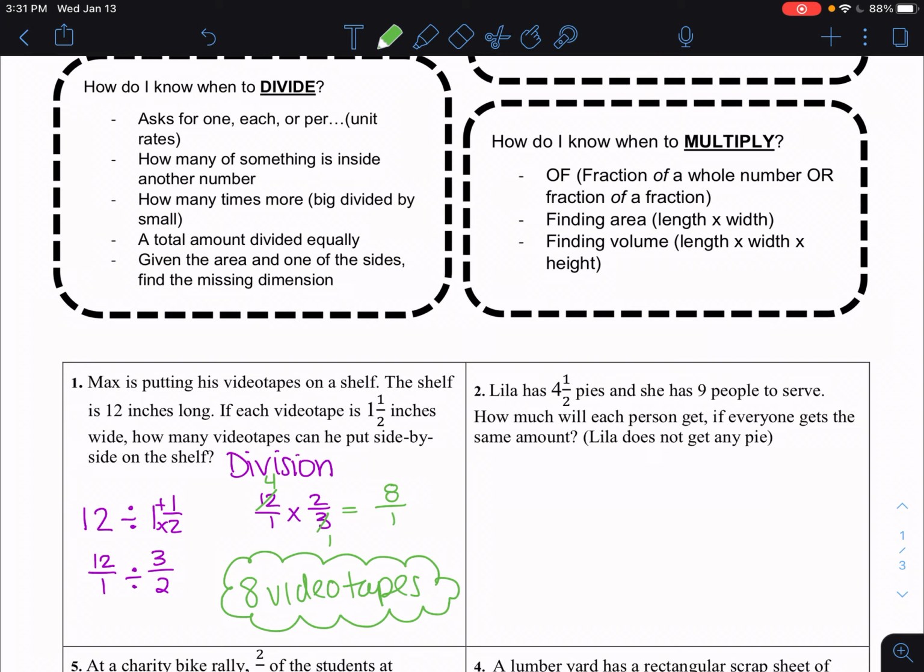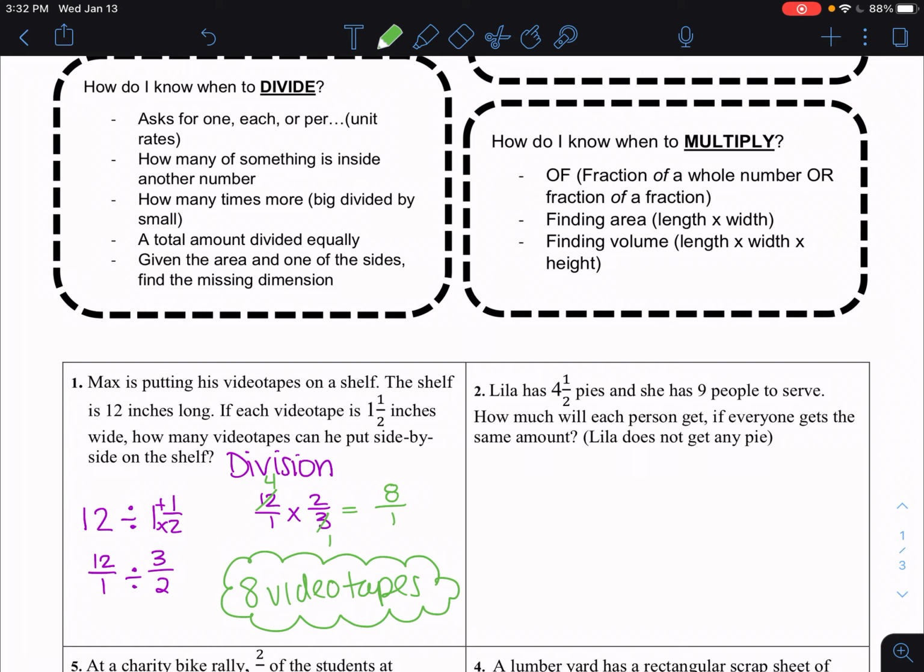Number 2 says Lila has 4.5 pies and she has 9 people to serve. How much will each person get if everyone gets the same amount? Again, we're looking at either multiplication or division because we're looking solely at fractions. It's not multiplying because it doesn't say that they get 4.5 of a pie or 9 of something. And it's not area and it's not volume. So I know that I'm looking at division.